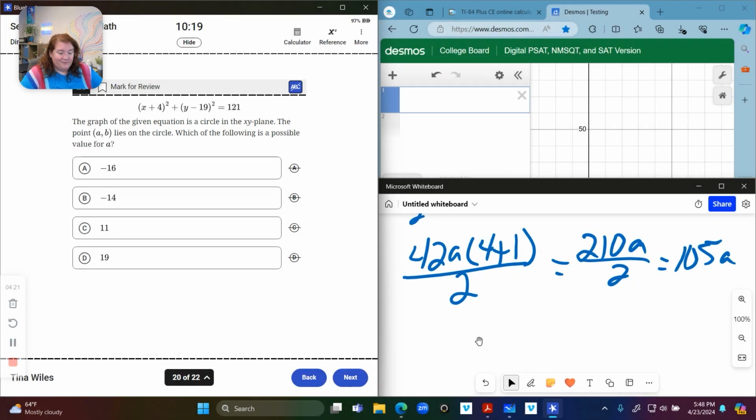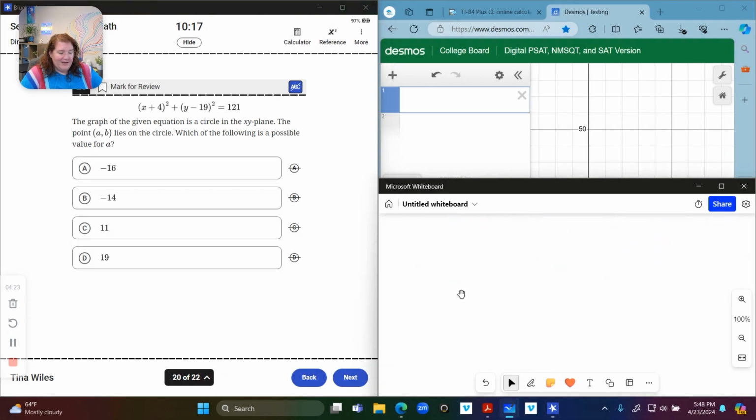All right. Number 20. The graph of the given equation is a circle in the xy-plane. The point (a, b) lies on the circle. Which of the following is a possible value for a? So to do this algebraically, they said point (a, b), a is the x value. So I could plug these all in for x and see which ones work for y.